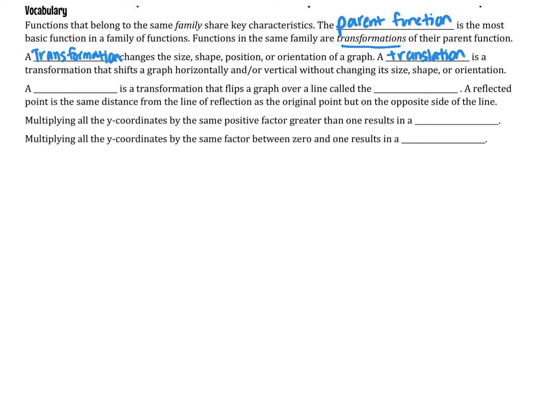A reflection is a transformation that flips a graph over a line called the axis of symmetry. So a reflection is exactly what you think. You're flipping something or you're reflecting something over a particular line.